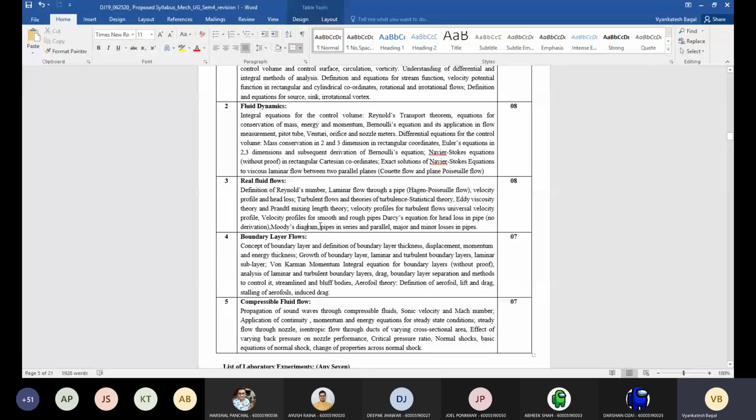And at the end, we'll talk about the Moody diagram, which is used to find the friction factor in case of pipes, and we'll analyze situations like pipes in series and pipes in parallel, and we'll also calculate the major and minor losses through a pipe whenever there is flow through it. So the first half of this module, real fluid flow, is theory based, and the second half is the application of whatever we study.